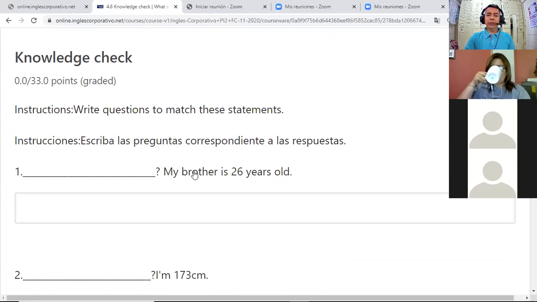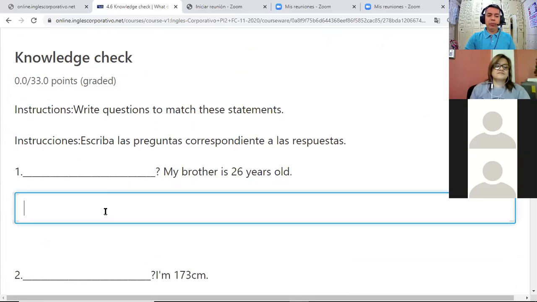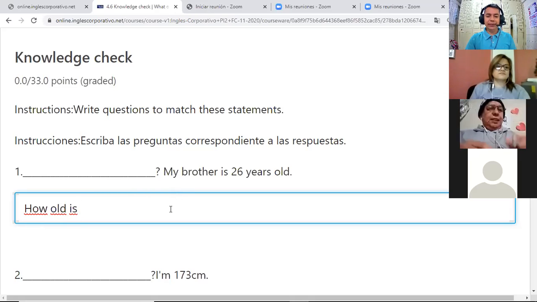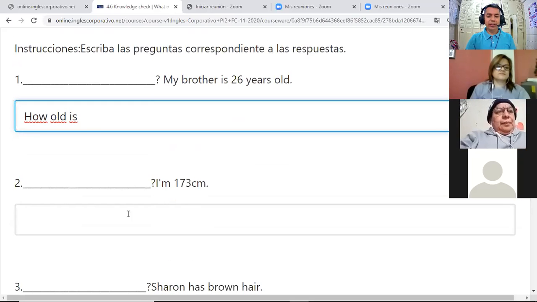My brother is 26, right? So in this case, I will help you with part: How old is, and then the rest. The rest you put, right? But as it is talking about my brother, there you know what the answer is, yes? Okay. Continue.